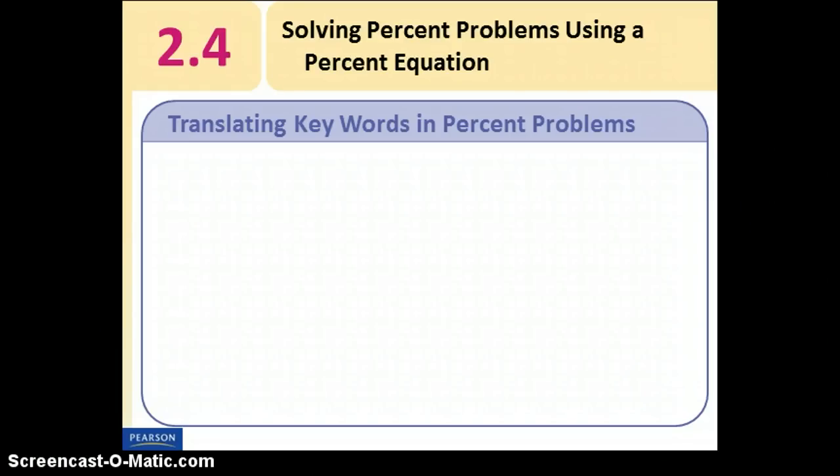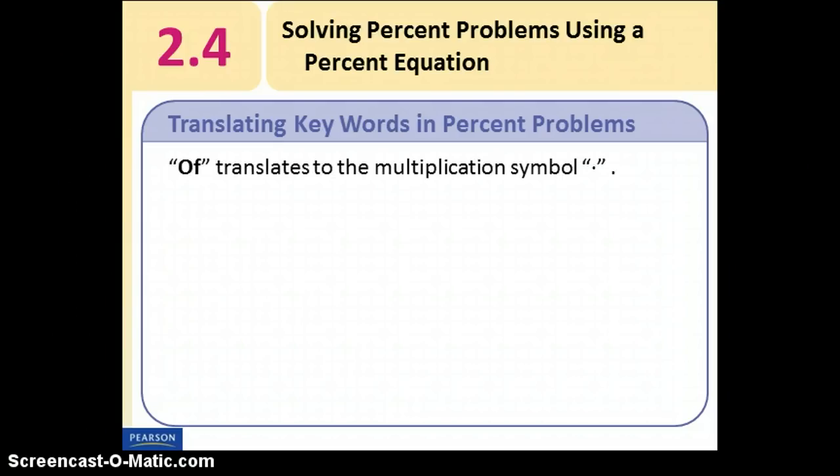To solve a percent problem using a percent equation, we start by translating the percent question into equation form. To do this, we need to know how to translate each number, word, or phrase into a number, operation symbol, variable, or an equal sign. For example, the word of will translate into a multiplication symbol, which remember is a dot in algebra.